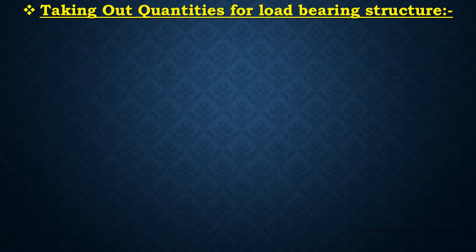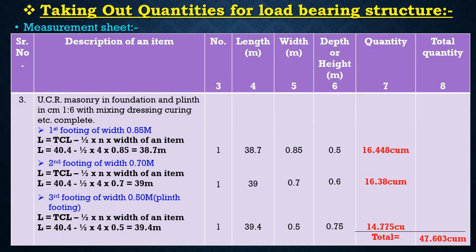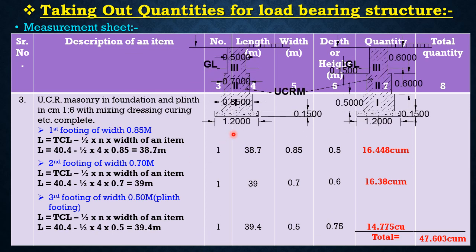Then the third item is UCR masonry in foundation and plinth in CM 1:6 with mixing, placing, curing, etc. complete. Here the length of this item is calculated according to the center line method for stepwise footing. Width of UCR masonry is given, 3 steps 1, 2, 3 shall be taken for each step separately, and depth of UCR masonry is taken stepwise from drawing.